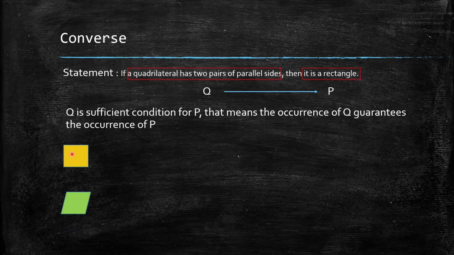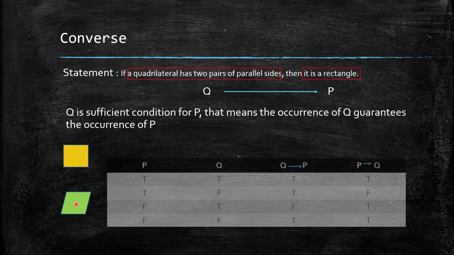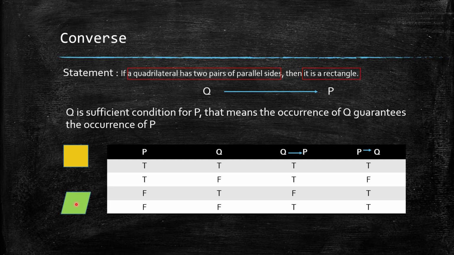So both of these two quadrilaterals have two pairs of parallel sides, right? But they are definitely not a rectangle, right? This is a square and this is a rhombus over here. So in terms of the truth table, if I maintain the same order, P and Q over here, we have previously seen P implies Q, with these truth values.